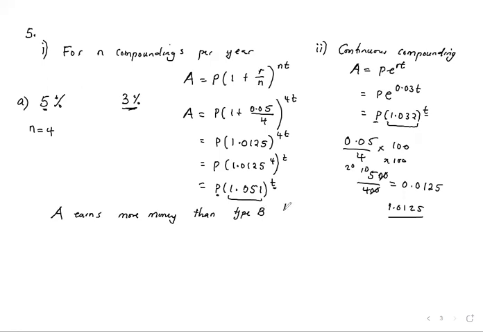What is the reason? Because P(1.051)^T is greater than or equal to P(1.03)^T.